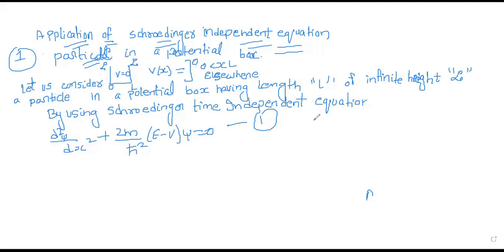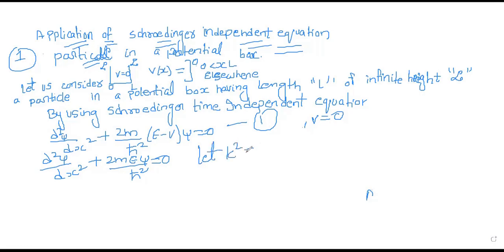We already know from this potential box that we can write V equal to 0. So the second partial derivative of psi with respect to x, plus 2mE by h bar square into psi, equals 0. Here we are just replacing V with 0. Now let k square be equal to 2mE by h bar square.